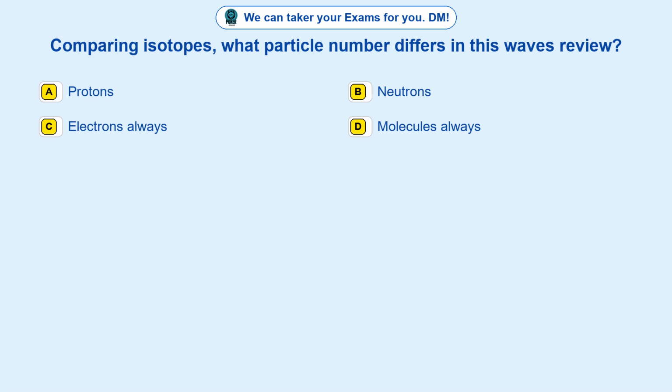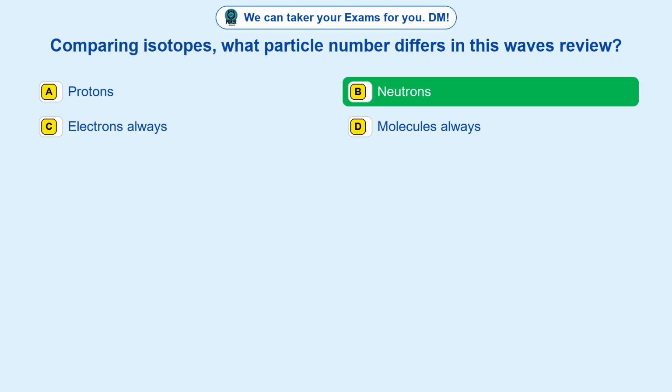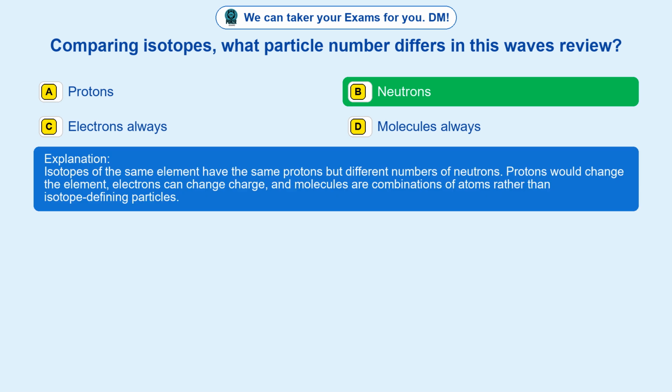Question 42. Comparing isotopes, what particle number differs in this waves review? Option A, protons. Option B, neutrons. Option C, electrons always. Option D, molecules always. The correct answer is option B, neutrons. Isotopes of the same element have the same protons but different numbers of neutrons. Protons would change the element, electrons can change charge, and molecules are combinations of atoms rather than isotope-defining particles.